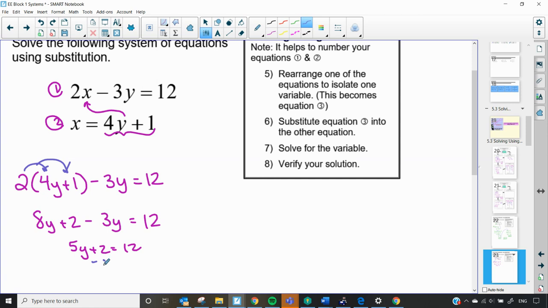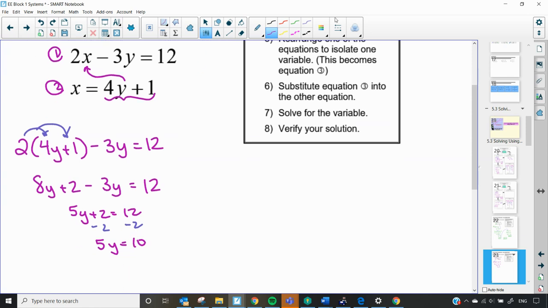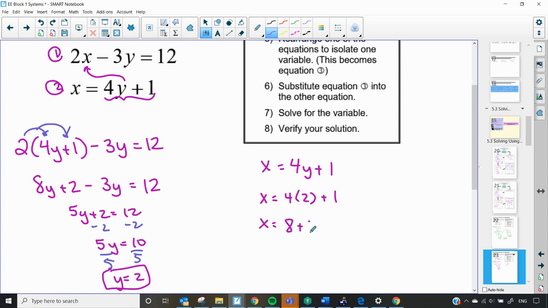We're going to subtract 2 from both sides, and that gives me 5y equals 10. And dividing by 5 on both sides, we'll have y equals 2. Now, we've already subbed into equation 1, so the one left to sub into is equation 2. So we've got x equals 4y plus 1, and we're going to sub in the y equals 2 for y. So we're going to have x equals 4 times 2 plus 1, x equals 8 plus 1, so x equals 9.